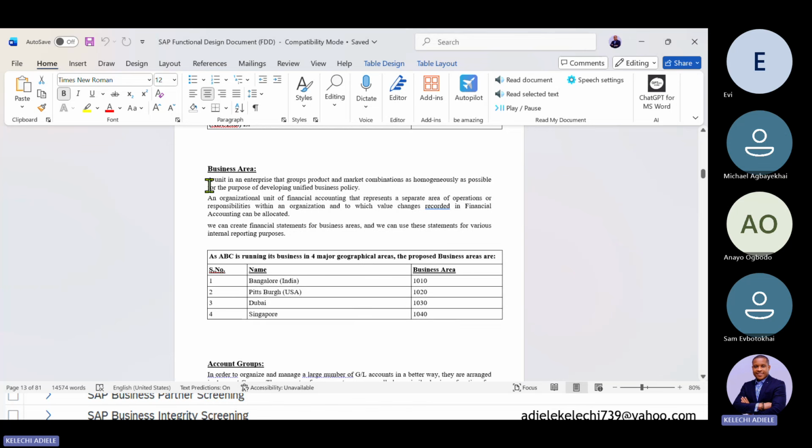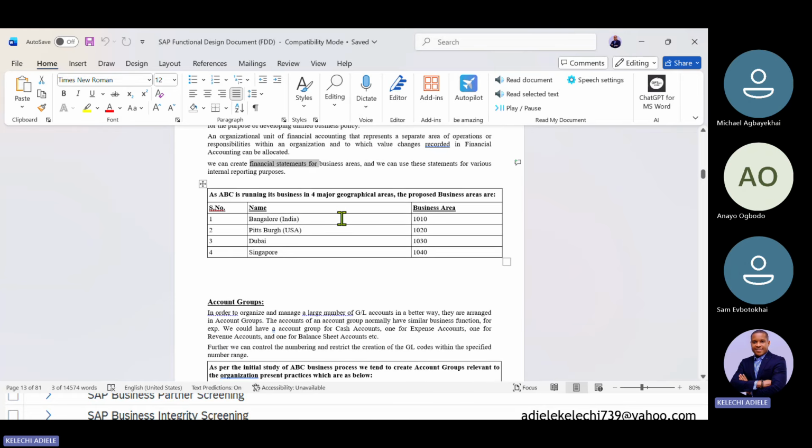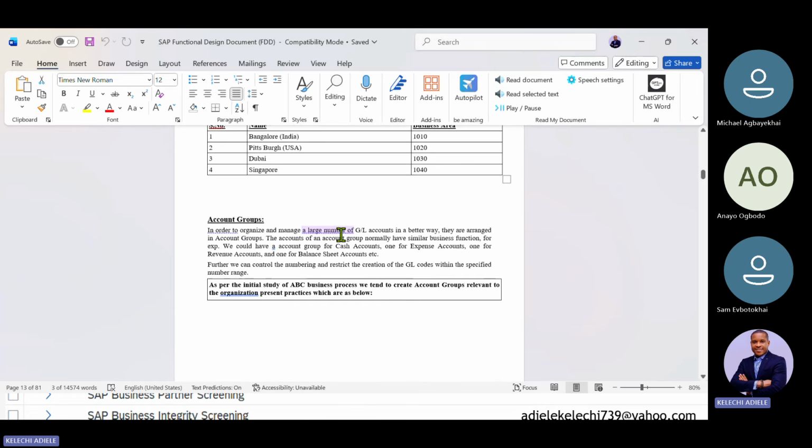You see now that a business area is a unit of the enterprise that groups product and market combinations as homogeneously as possible for the purpose of developing a unified business policy. So here, an organizational unit of financial accounting represents a separate area of operation or responsibility within the organization. So it's separate within the organization. It's like a branch, and they hope that it will create financial statements. So that's why they chose business area instead of segments.